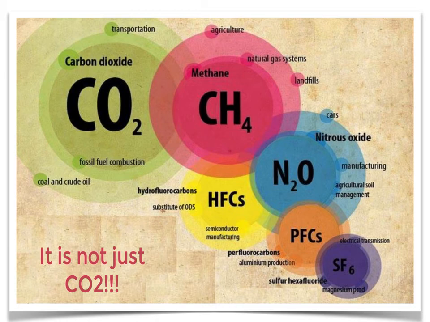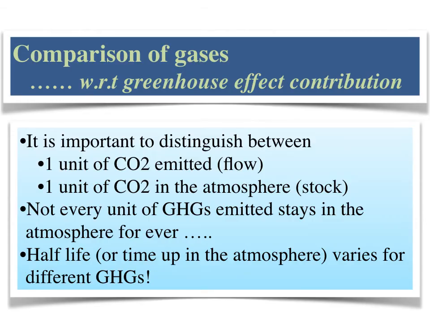Now how do we compare them? It is important to distinguish between 1 unit of carbon dioxide emitted and 1 unit of carbon dioxide in the atmosphere stock: how much is released, how much is emitted. Not every unit of greenhouse gas emitted stays in the atmosphere forever. There is a half-life, just like with radioactive elements, the time by which half of the total matter has decayed. Similarly, the decay time of each GHG differs.